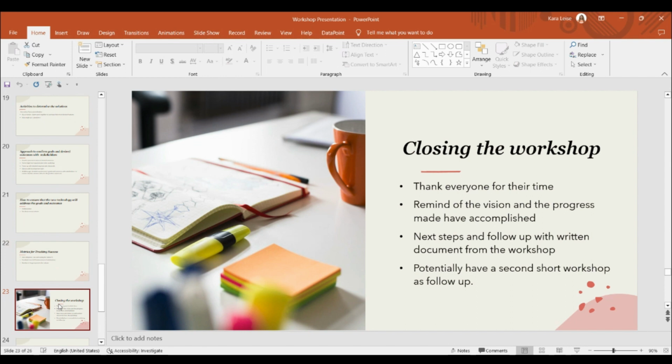Now, when the workshop comes to the close, then you need to thank everyone for their time, remind them of the vision and the progress that you stated at the beginning, and confirm now at the end that you have accomplished that. And then there's some next steps, follow-ups that would have come out of the discussion. You want to be able to reiterate those next steps. And then you want to have a short follow-up with them, right? To say, here's what we talked about, here's what we agreed to, here's what we're going to do, right?